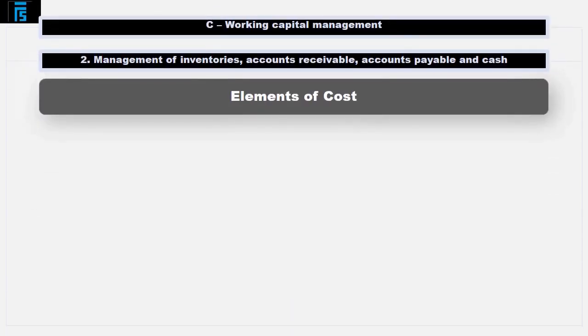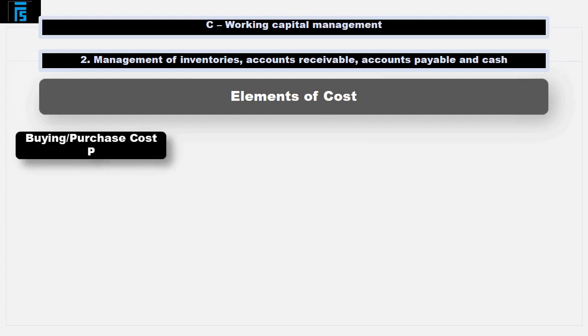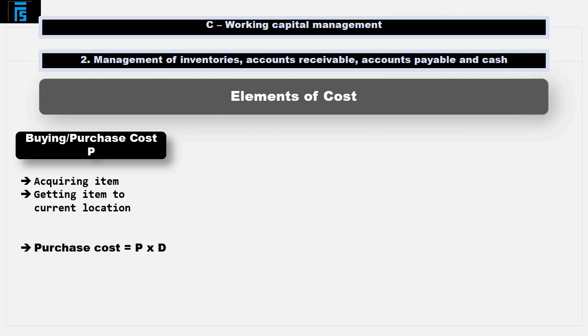Elements of cost. In simple terms, there are three categories of cost in relation to inventory. The buying or purchase cost, P, which refers to the cost of acquiring an item. In accordance with financial accounting standards, this will also include costs incurred in getting the item to its current location, for example, delivery costs. The total annual purchasing costs incurred will be P multiplied by D, where D is the annual demand.